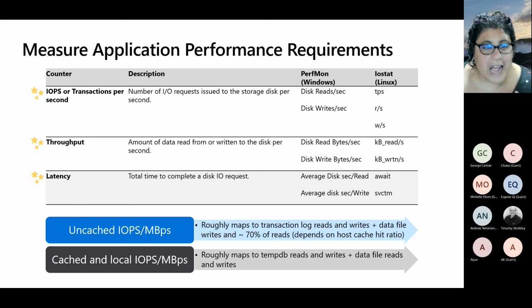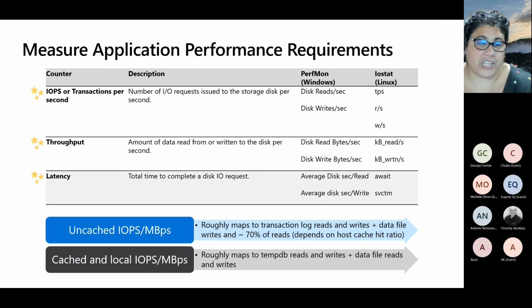And then for cached and local, this is your tempdb reads and writes if you put tempdb on the D drive, plus your data file reads and writes, because all of your reads and writes from your data file are going to go through the cache. So you need to make sure your cache limit can support all of that. Okay, so this is how you can map your current workloads with everything that I've been talking about.